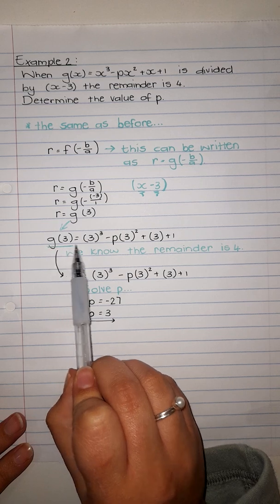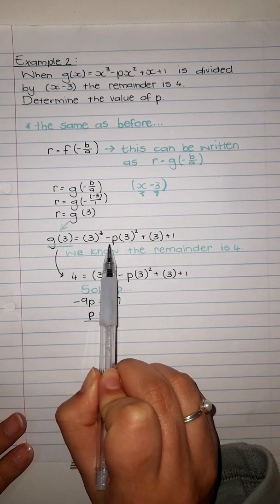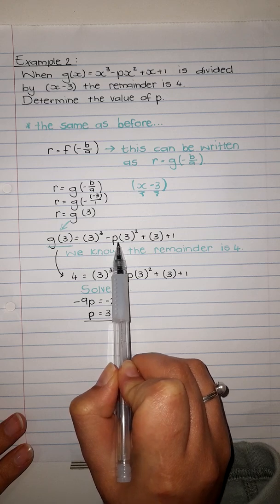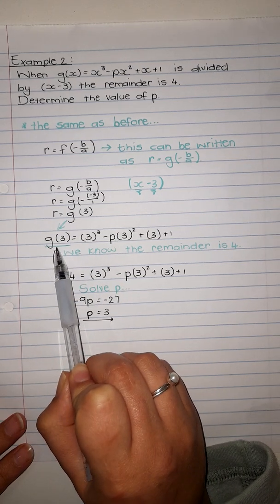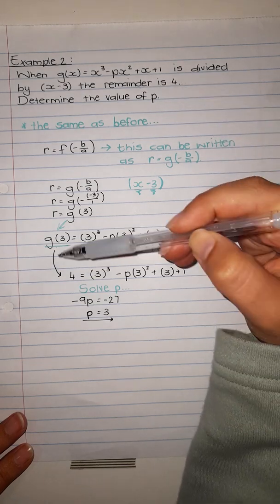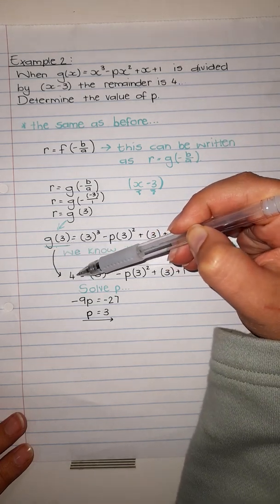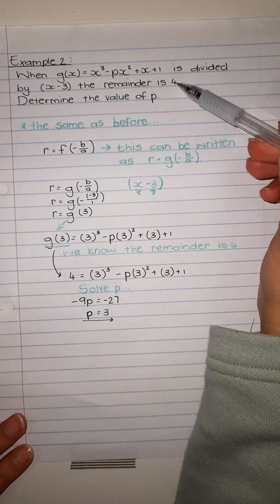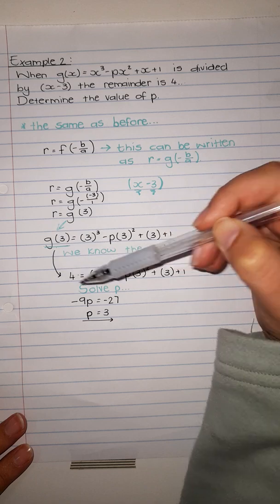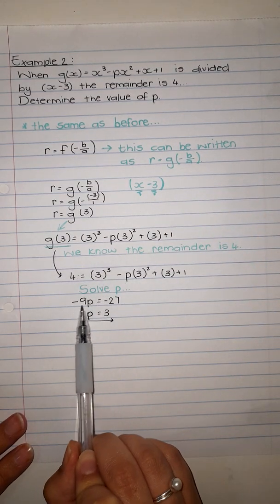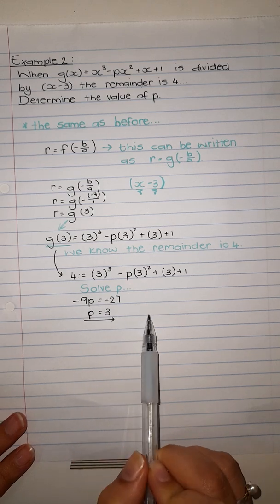Okay, so here we did exactly the same as before, but of course we now have an unknown value here. But because this is unknown, we can't have it. But in the beginning, they told us the remainder is 4. So I'm going to substitute this with 4. Okay, r, they said, remainder is 4. So we have 4. Okay, then easy, we solve for p, which is negative 9p equals negative 27, and p equals 3.